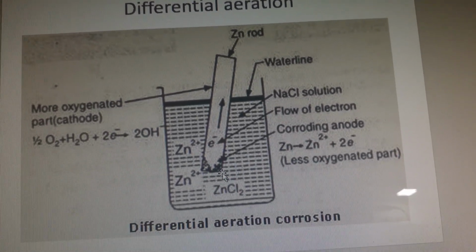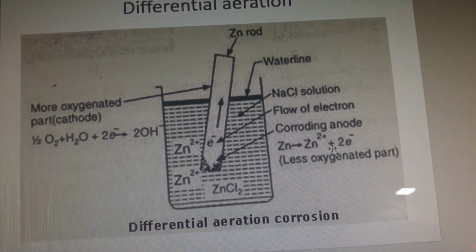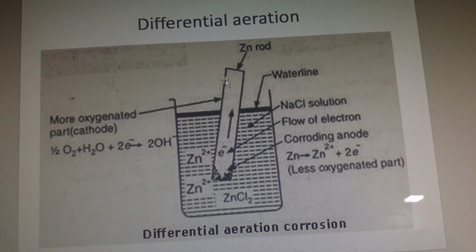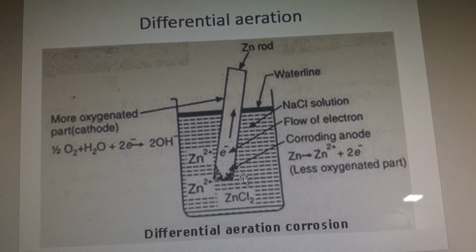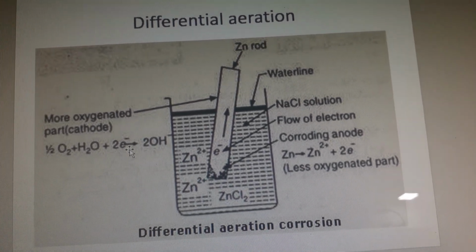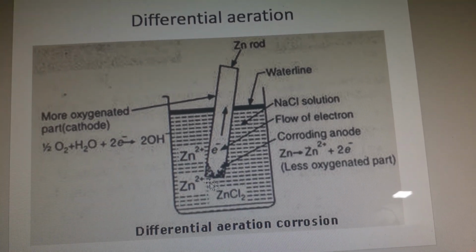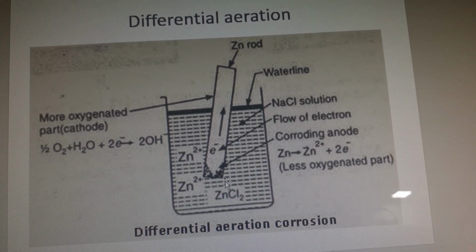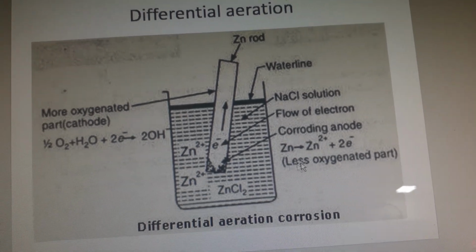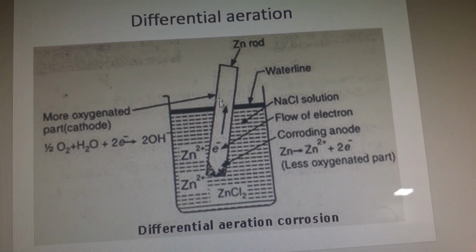This part will act as anode and the reaction taking place over here is that zinc will form zinc ions and electrons. These electrons further move up, passing through this water. So the reaction is half O2 plus water plus 2 electrons forms 2 hydroxyl ions. So what is the final output? At the anode we have zinc ions formed, and at the cathode we have hydroxyl ions formed. So corrosion takes place at the anode and the cathode gets protected.